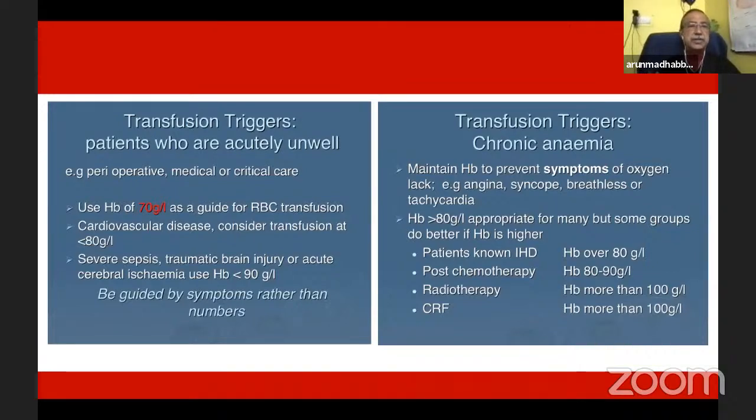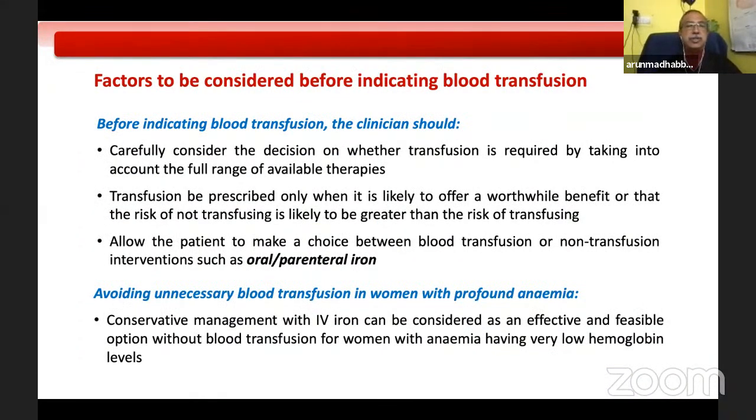So these are definite transfusion triggers, especially for patients who are acutely unwell, where a hemoglobin of 70 gram per liter is a guide for packed RBC transfusion. In cardiovascular disease, we can consider transfusion if it is even less than 80 gram per liter. In severe sepsis, traumatic brain injury, or acute cerebral ischemia, hemoglobin thresholds could be considered, but they are not within our domain. We in OBGYN are more prone to have patients with chronic anemia, where we have to maintain hemoglobin to prevent symptoms of oxygen lack, for example angina, syncope, breathlessness, and obviously tachycardia. These are more common than acute blood loss following an injury or other non-cardiac causes. So some factors need to be considered before we think of blood transfusion.